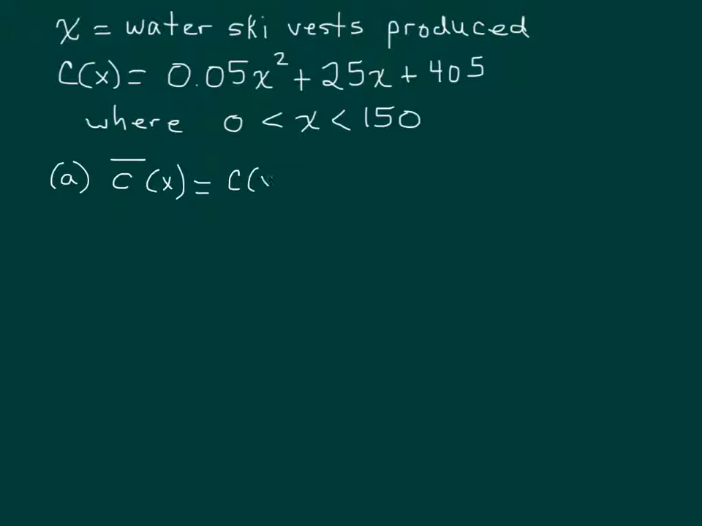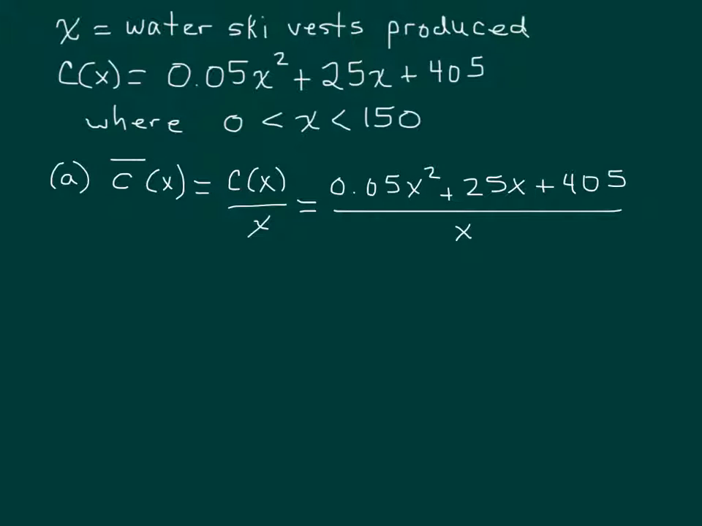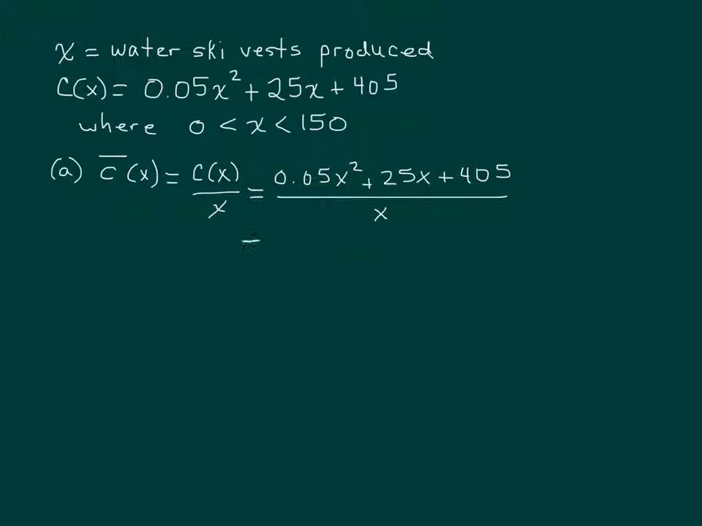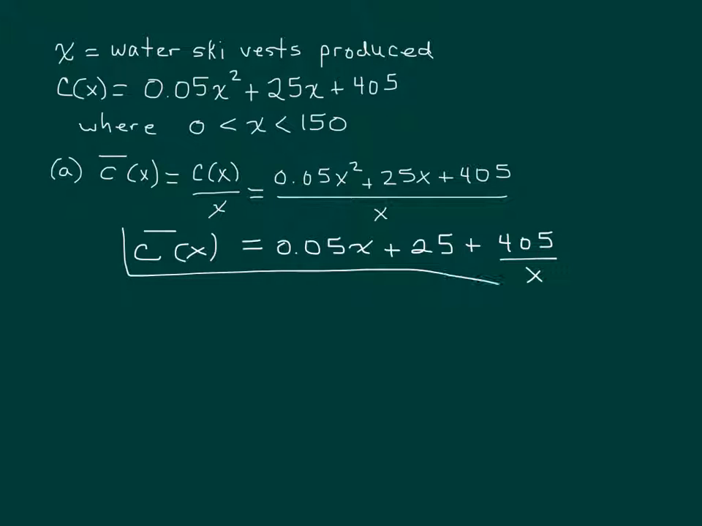The first question, part A, asks you to find the average cost. How you find average cost is you take cost and divide by the number of units. So I'll take the cost function, 0.05x squared plus 25x plus 405, and divide by x. I can make this look a little better by dividing each term by x, so I end up with 0.05x plus 25 plus 405 over x, and that gives me my average cost function.